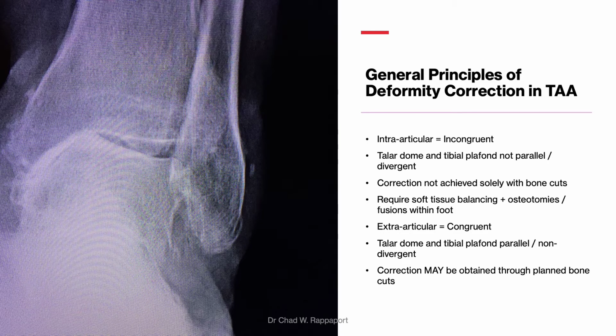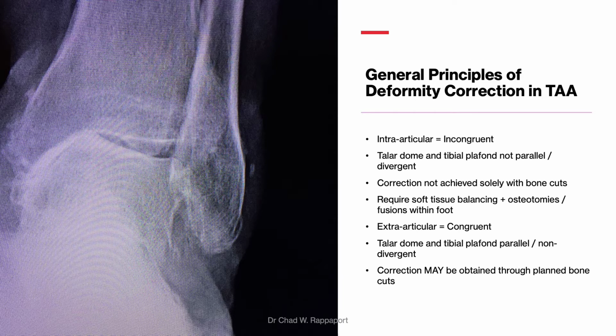With regards to coronal plane deformity, when the deformity is intra-articular, it generally refers to an incongruent joint, wherein the most superior aspect of the talar dome and the tibial plafond are not parallel and are therefore divergent. In these instances, correction is not achieved prototypically solely with the bone cuts, and these deformities typically require certain degrees of soft tissue balancing coupled with osteotomies or fusions within the foot.